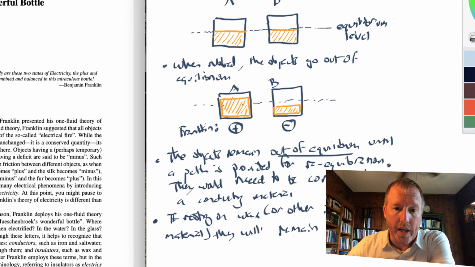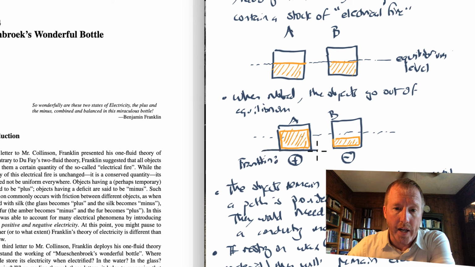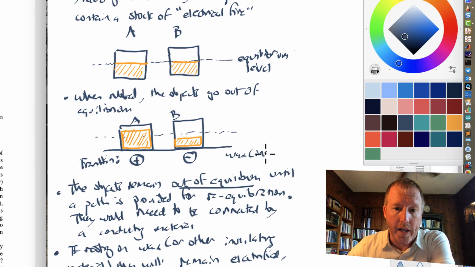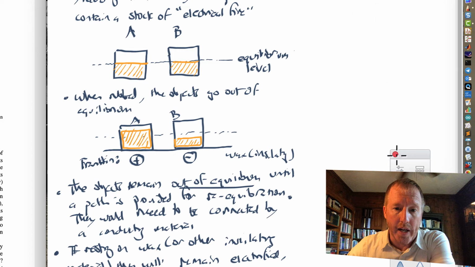That is why often Franklin will put these on a table that's covered with wax. That would be insulating. That way, whatever electrification you give them, they will tend to keep that. By the way, we should probably talk about classifications of materials into insulators and conductors.